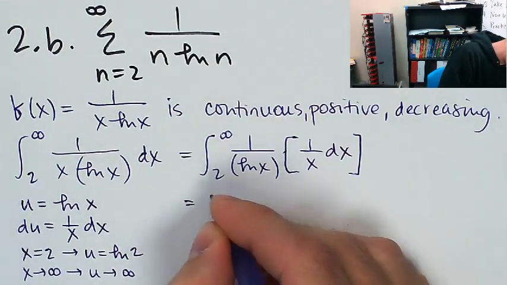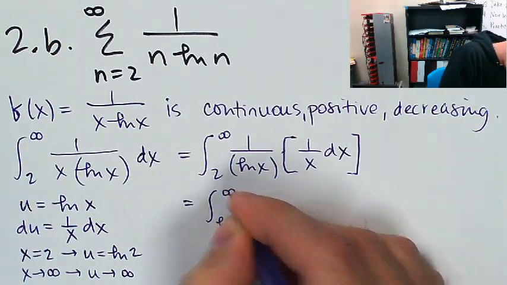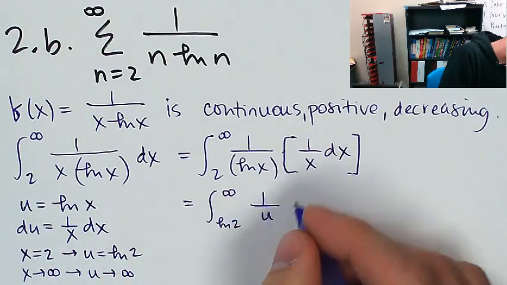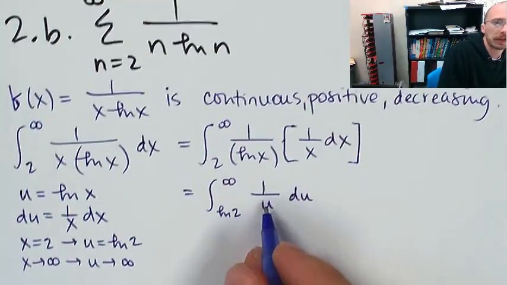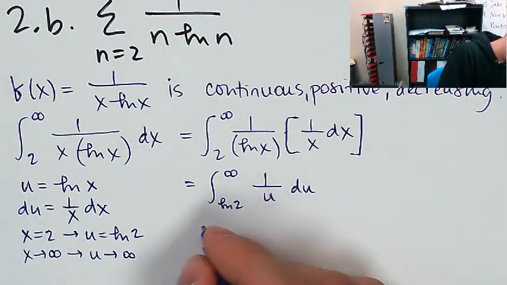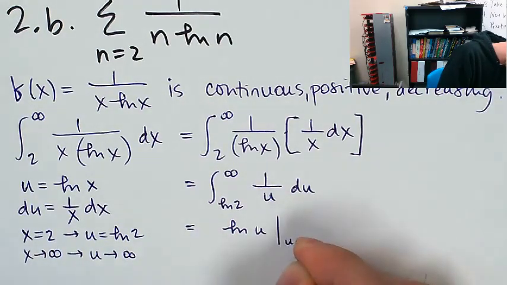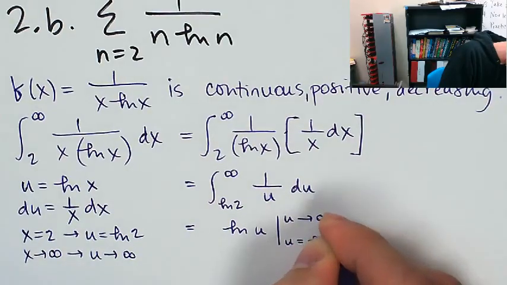So I'm going to say this is now the integral from the log of 2 to infinity of 1 over u, because 1 over log x, 1 over x dx is du. And so I'm going to find an antiderivative for 1 over u with respect to u. And I'm going to let u run from the natural log of 2 up to infinity.